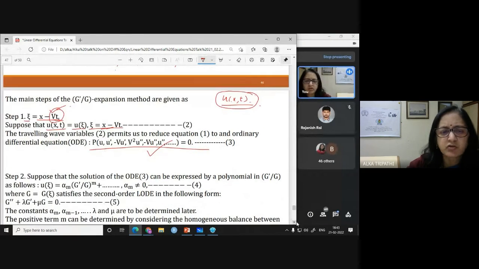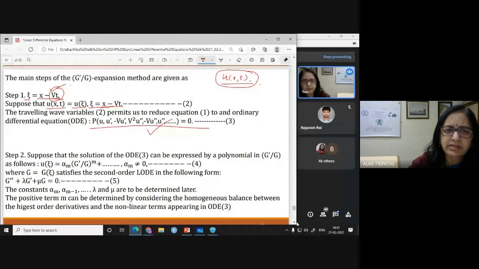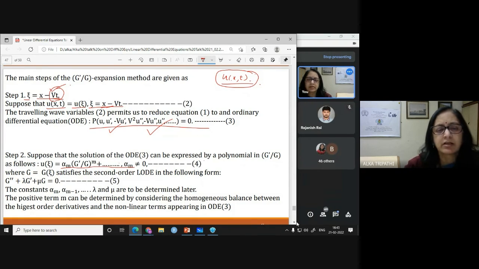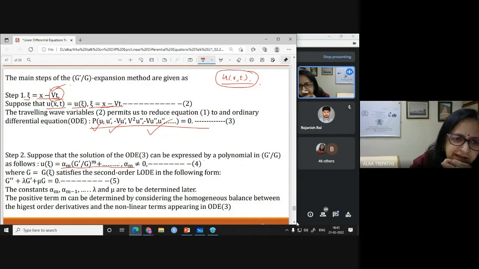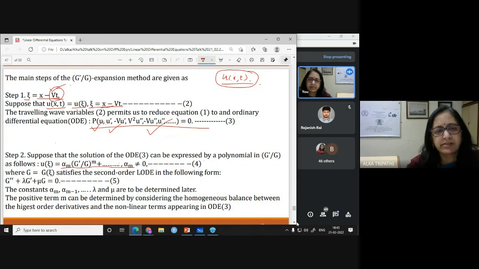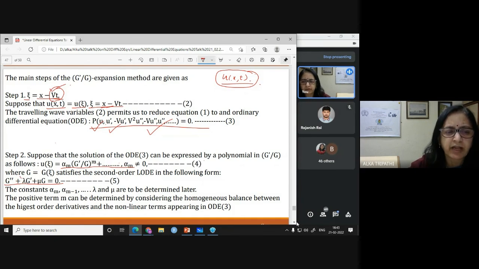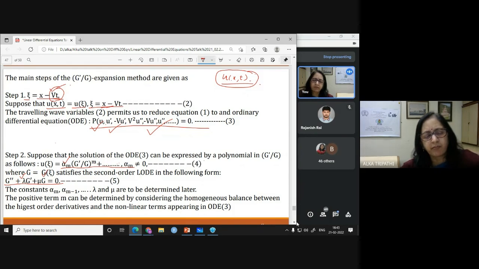Next, we will assume that the solution of this equation is of the form alpha m (g dash by g) to the power m plus alpha m minus 1 (g dash by g) to the power m minus 1 and so on. That is, we write the solution of this equation as a polynomial in g dash by g, where g is the solution of the second order equation with lambda, mu. Naturally, initially we don't know the values of lambda, mu, alpha m, alpha m minus 1 and so on, that we will find out by solving it.